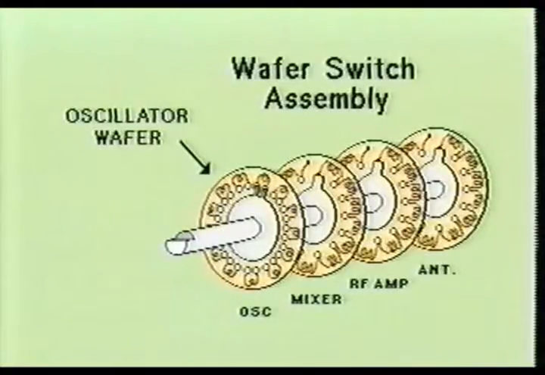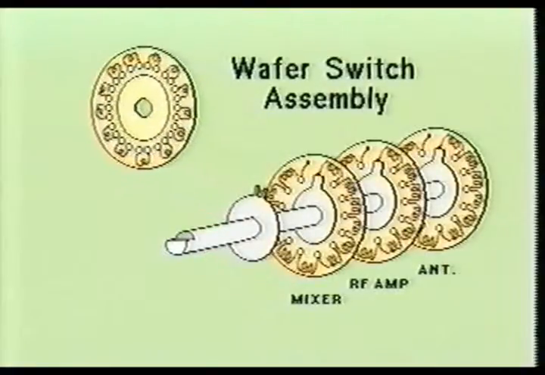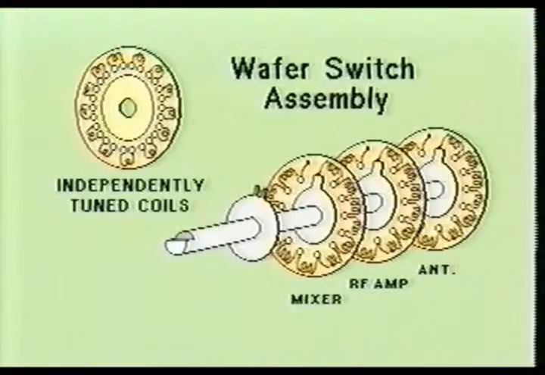The first wafer in the wafer-style tuner is used to control the local oscillator section of the VHF tuner. This wafer section generally contains individually tuned coils for the oscillator section instead of the series-connected coils used in the other 3 wafer sections.